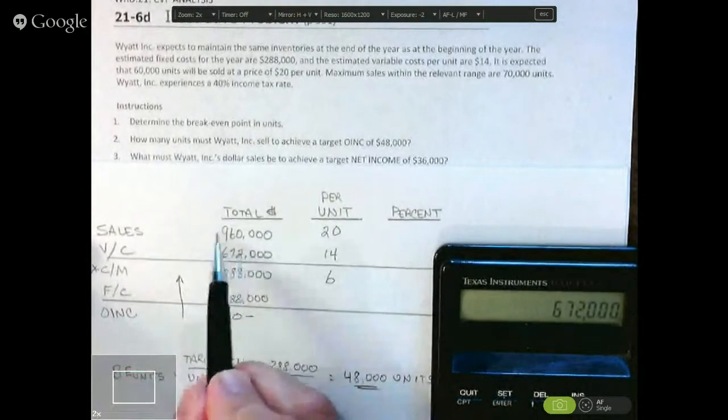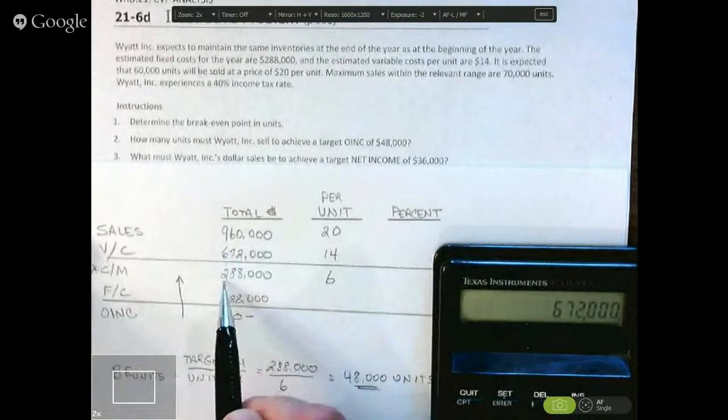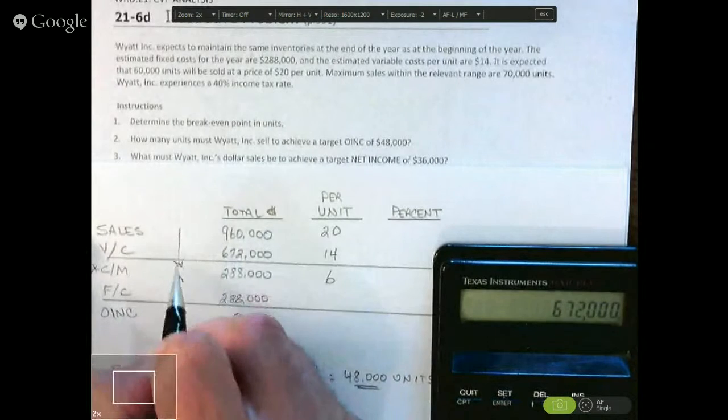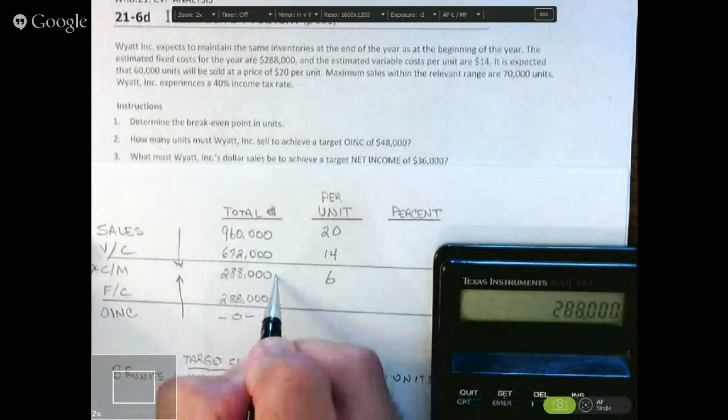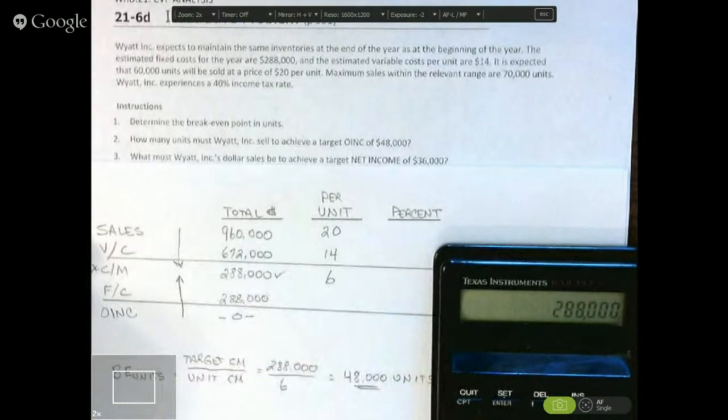Now let's check to see if we can also arrive in a top-down fashion at the same $288,000. So $960,000 of sales less $672,000 of variable costs. Okay, that does in fact produce the same $288,000 in contribution margin, so we must have calculated the break-even point correctly. Because if we attain $288,000 of contribution margin and then cover the $288,000 of fixed costs, we will arrive at the zero break-even point. Okay?